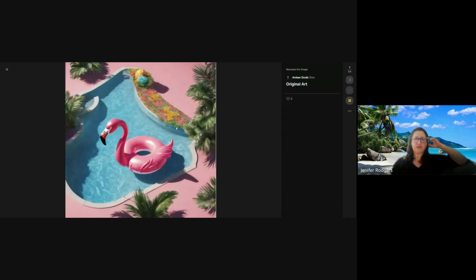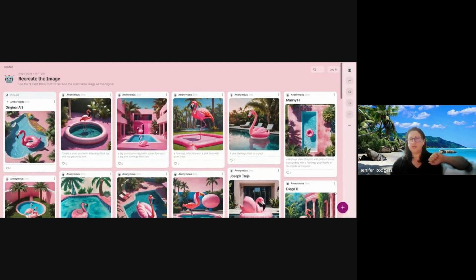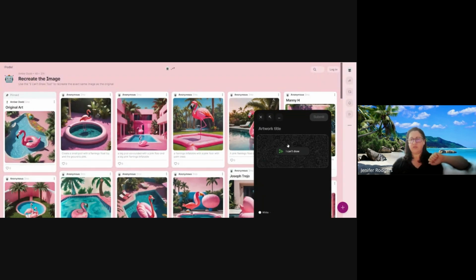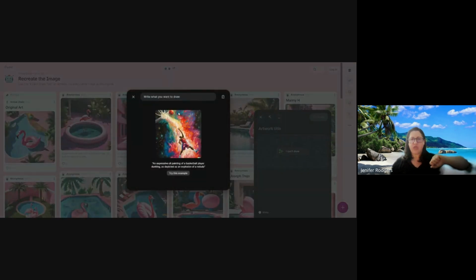If you click on it, it expands and is a little bit bigger, so you can think about what kind of words and adjectives you would use to describe this picture to see how close you can get to recreating this image. To do this, go ahead and click on this purple plus button to add your part, and then click on where it says I can't draw, and then write what you want to draw. That's where you're going to describe the picture to the best of your ability to try to match it to the original artwork. And you can actually post this when you are done.